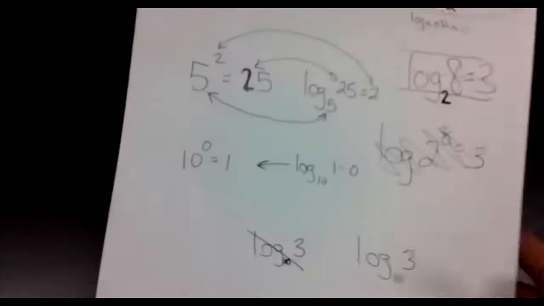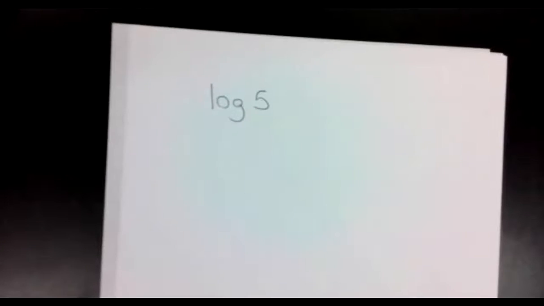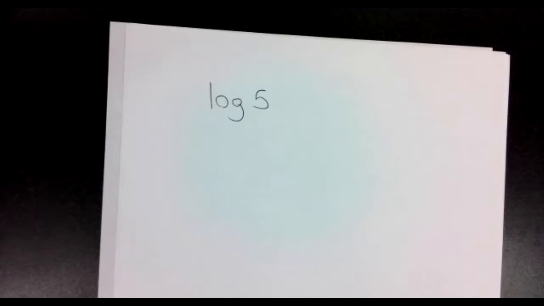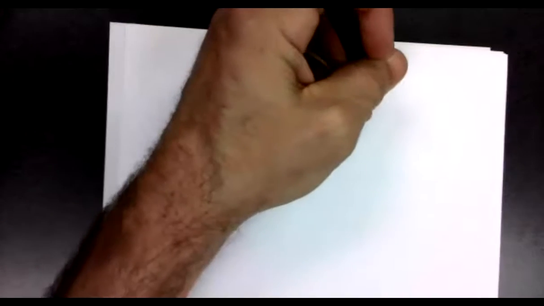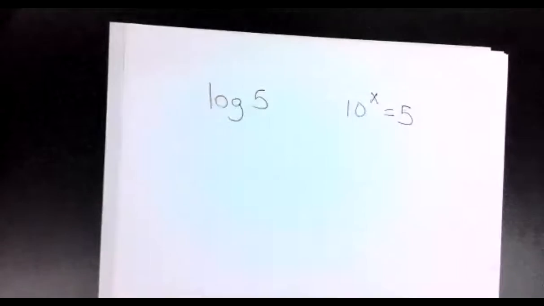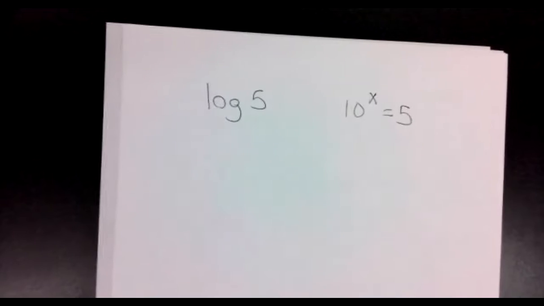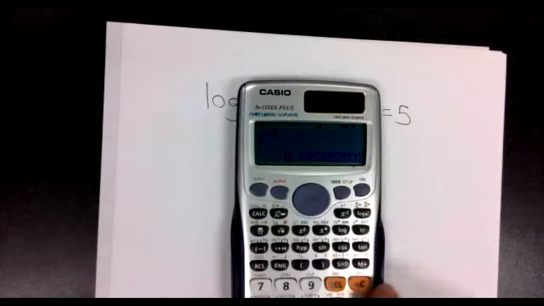Okay, so if they tell you to evaluate a log, for example, if you're just told to evaluate the log of 5, what's being asked is 10 to what power equals 5. Now, this is going to be some kind of decimal because 10 to the 0 power is 1, 10 to the first power is 10, so it's going to be somewhere in between there. And that's where that log button on your calculator comes into play.